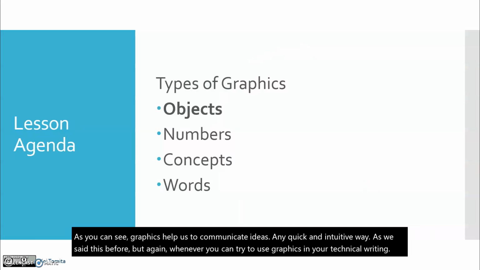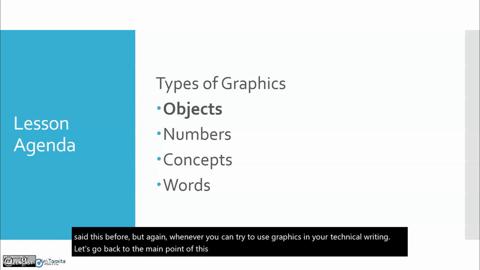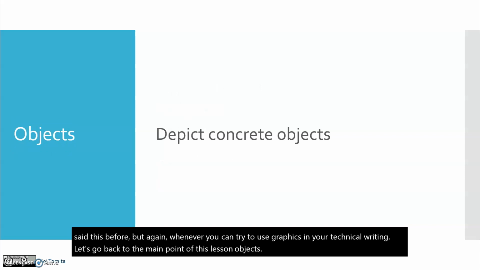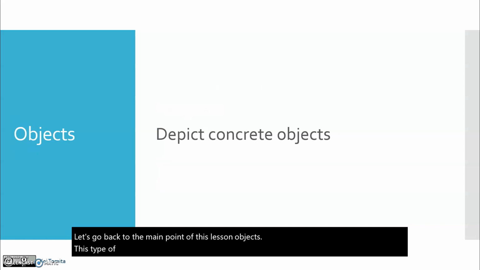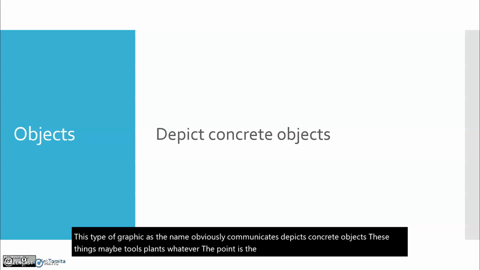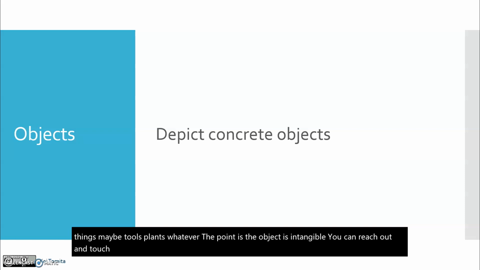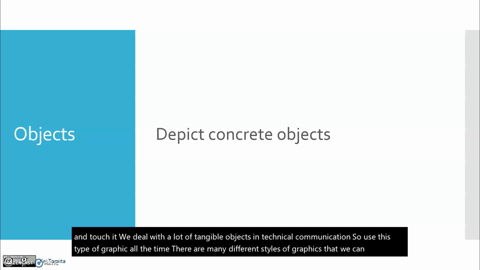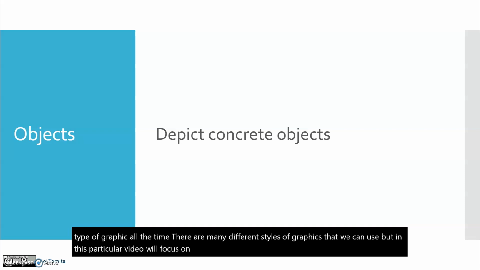Now, let's go back to the main point of this lesson, objects. This type of graphic, as the name obviously communicates, depicts concrete objects. These things may be tools, plants, whatever. The point is, the object is tangible. You can reach out and touch it. We deal with a lot of tangible objects in technical communication, so we use this type of graphic all the time. There are many different styles of graphics that we can use, but in this particular video, we'll focus on 2, drawings and photos.